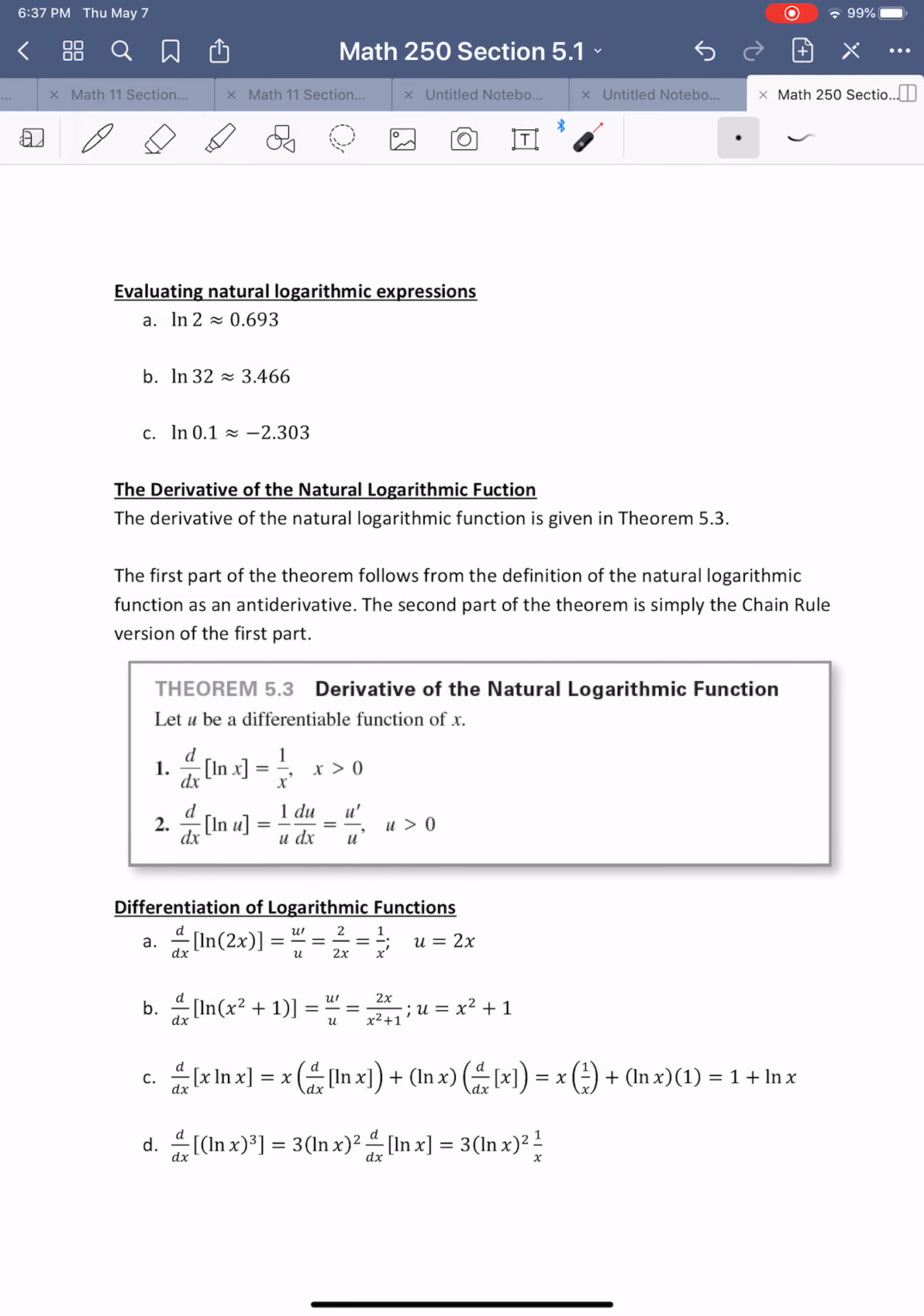And then evaluate the natural logarithmic expressions. ln 2 is about 0.693. ln 32 is about 3.466. ln 0.1 is about negative 2.303.